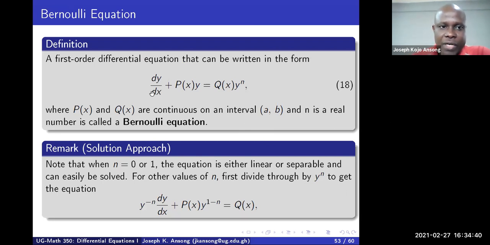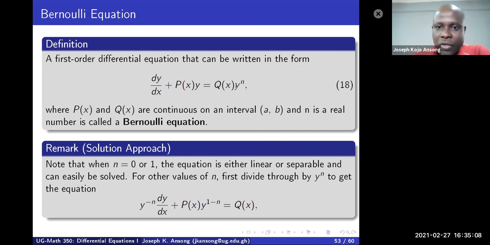If you have a first order differential equation of this form, dy/dx plus p(x)y is equal to q(x)y^n, where p(x) and q(x) are continuous functions on some interval, let's say (a, b), and this n here is a real number, then this equation is said to be a Bernoulli equation. Often you can identify it by this y to the n term.